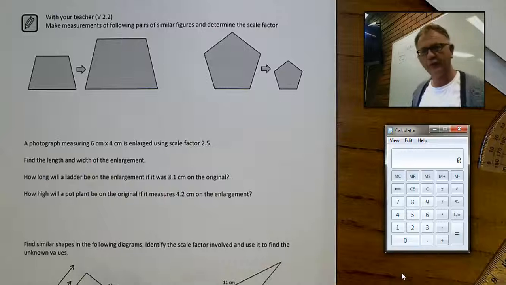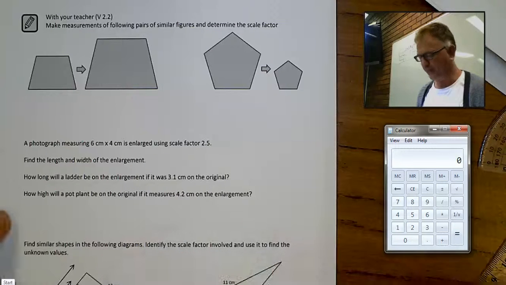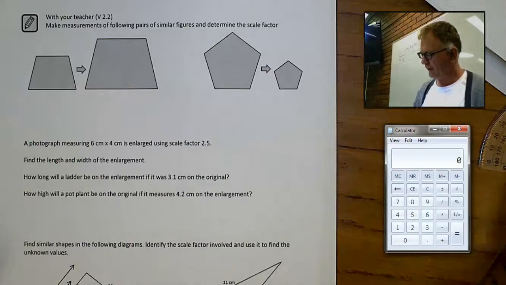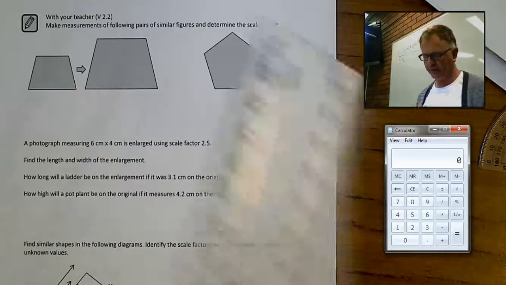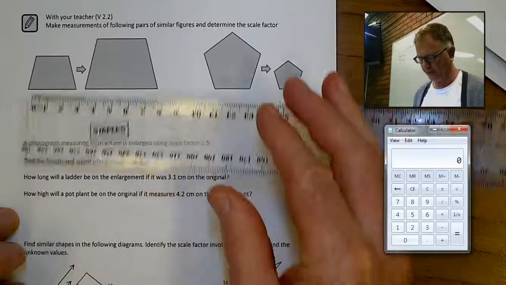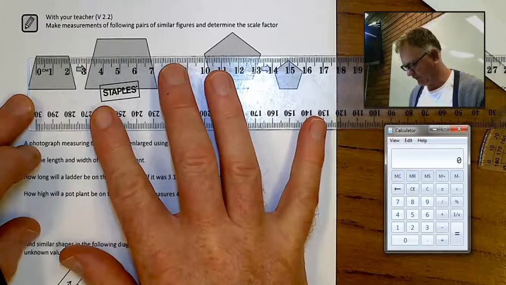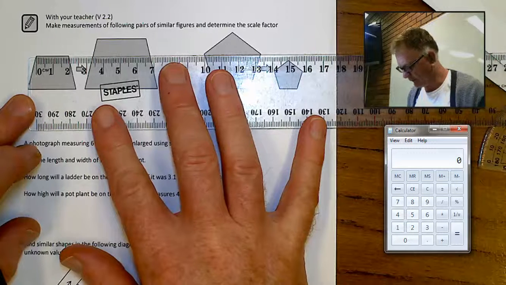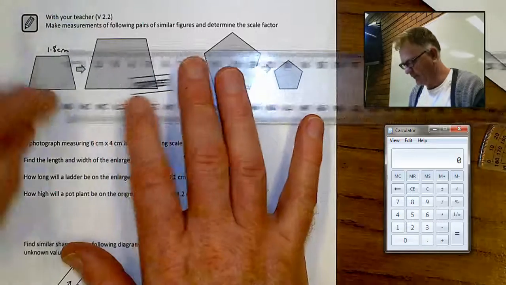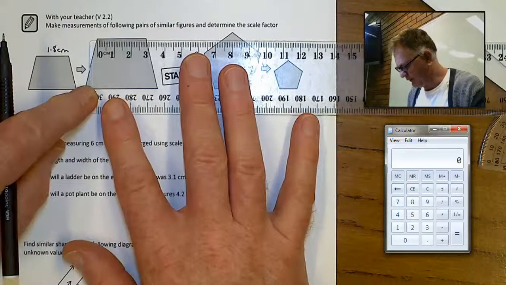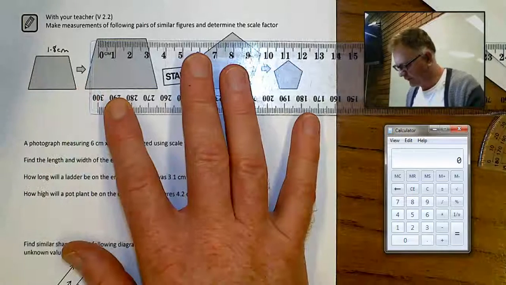We've got some questions here which involve similarity and scale factor. So the first question actually asks us to work out the scale factor involved in some different transformations. To do this, we just use our ruler and we're going to make some measurements. So if I measure a side length on this trapezium here, it looks like about 1.8 centimetres along there. I'll measure the same corresponding length on this larger trapezium. It measures 2.7.